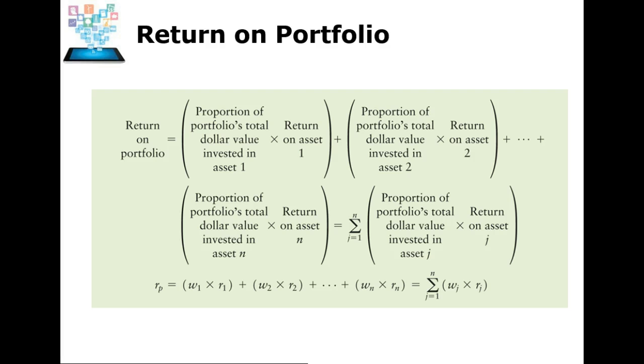So take asset A, 25,000, divided by a $100,000 portfolio, we know the weight is 25%. So for each asset, we'd calculate a weight, and we'd multiply the weight times the rate of return, and we simply add them together. It's identical to the weighted average cost of capital formula from your finance class. But here, we're using it for investments.